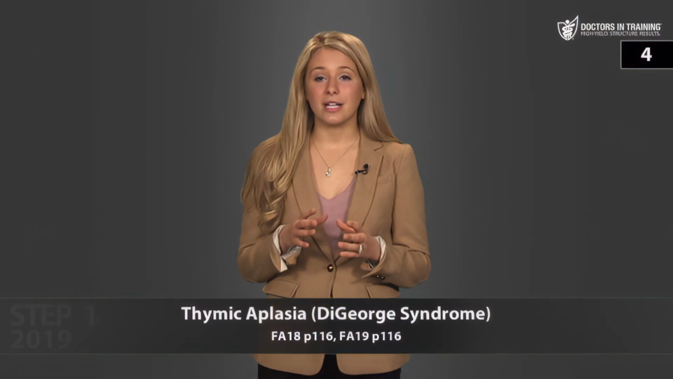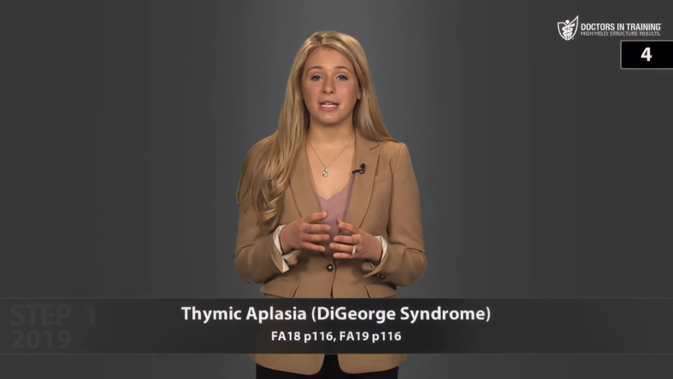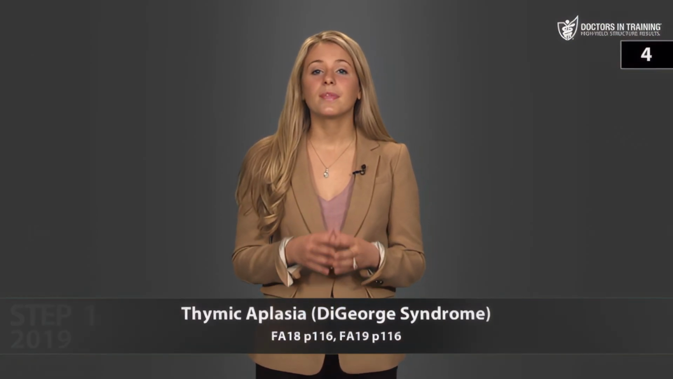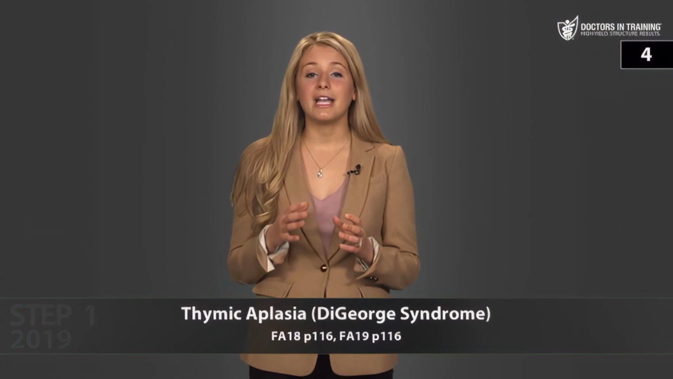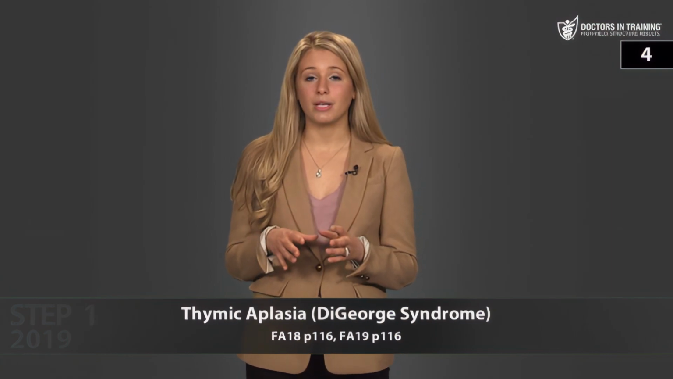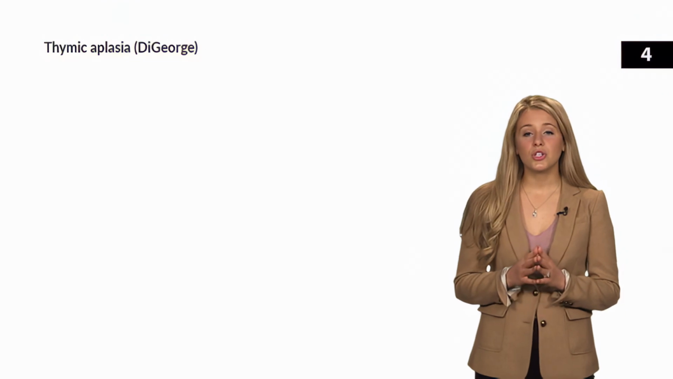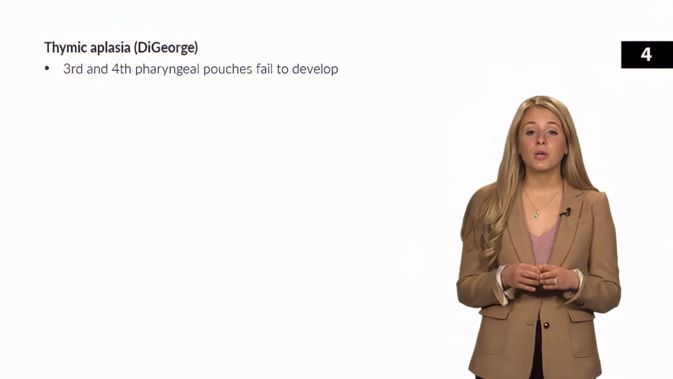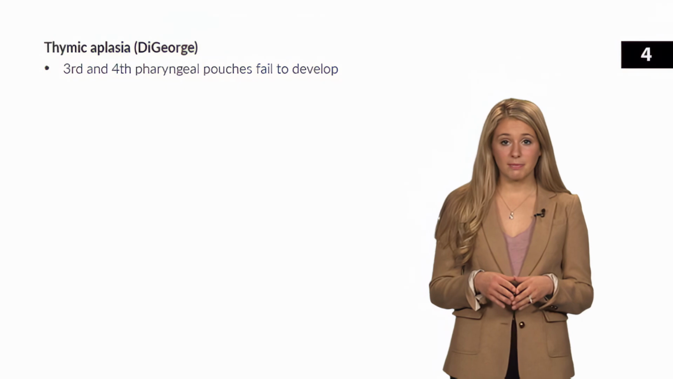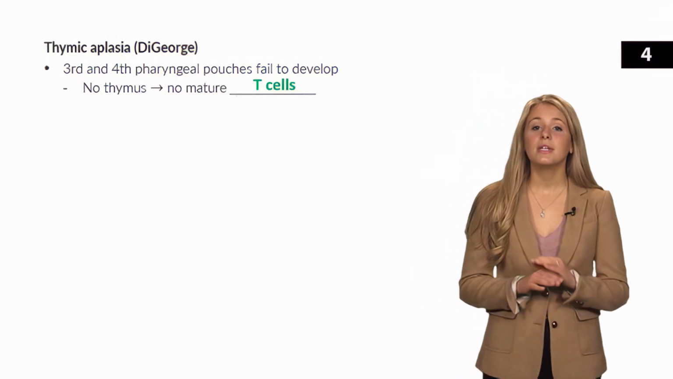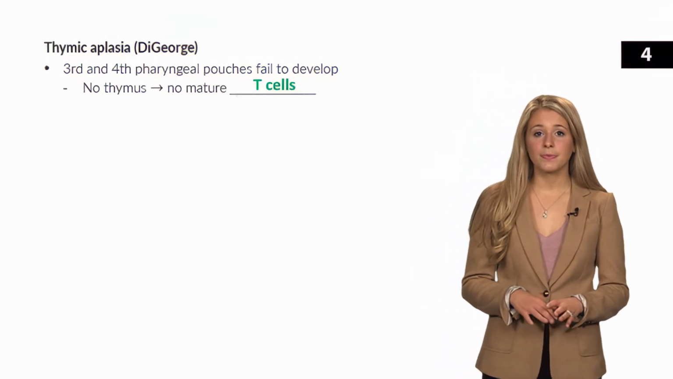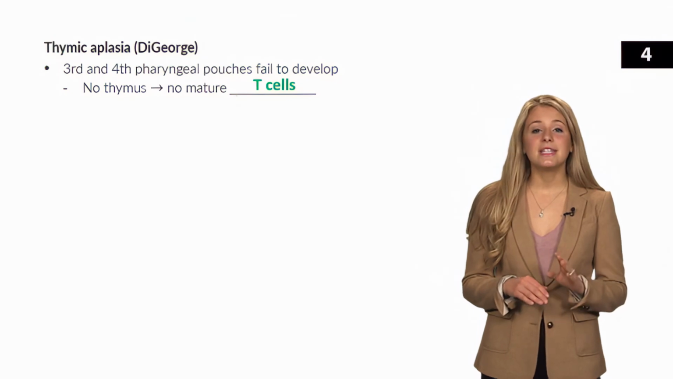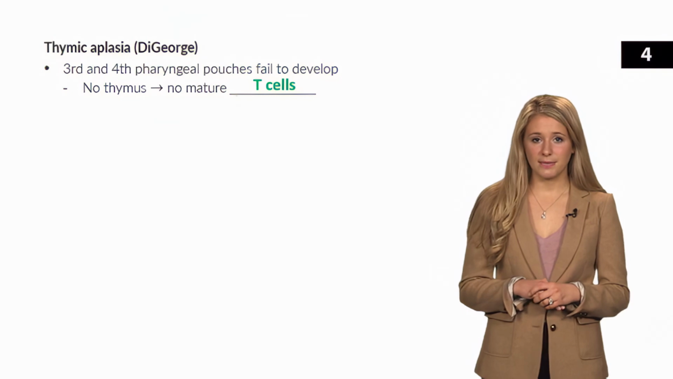The first group of disorders we're going to talk about are the T-cell disorders, starting with thymic aplasia, or DiGeorge syndrome. Thymic aplasia is one of the high-yield immunodeficiencies for Step 1. DiGeorge syndrome occurs when the 3rd and 4th pharyngeal pouch fail to develop, which means you have no thymus and no parathyroid glands. Because there's no thymus, the T cells can't mature. And that's why this is a T cell deficiency.